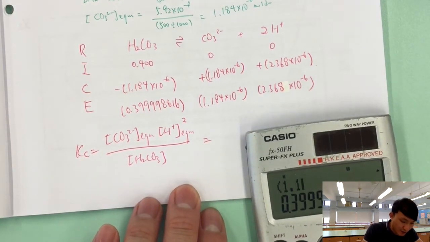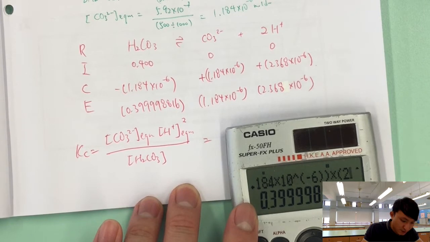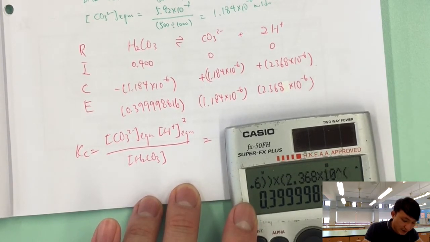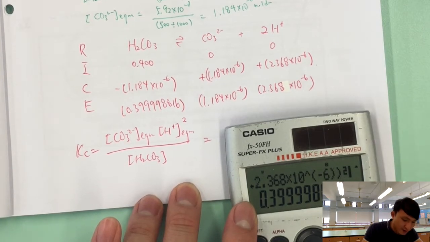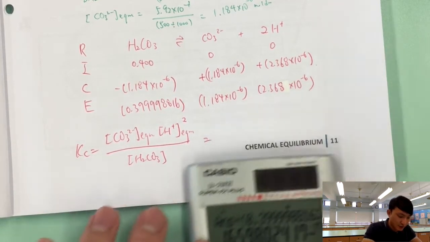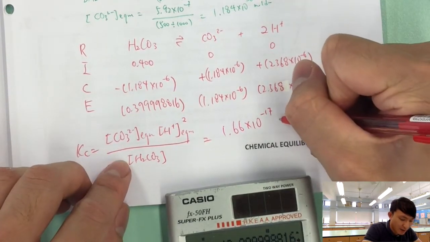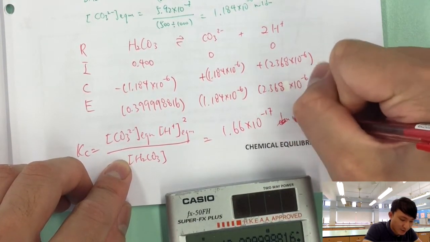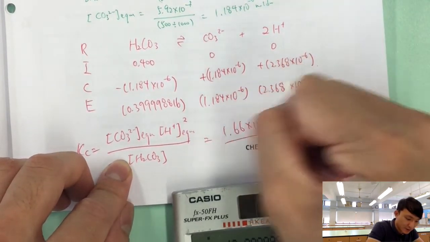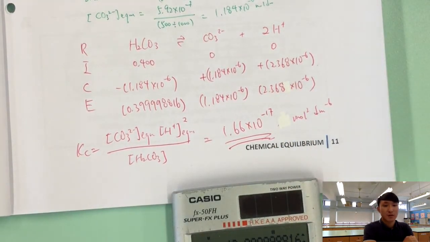We have 1.184 times 10 to the power negative 6 multiplied by 2.368 times 10 to the power negative 6, close bracket, square. Okay, and then enter, divided by 0.399998816. Okay, so the answer will be 1.66 times 10 to the power negative 17. Okay, and the unit here would be mole cubed dm to the power negative 6. Okay? So that's the answer.